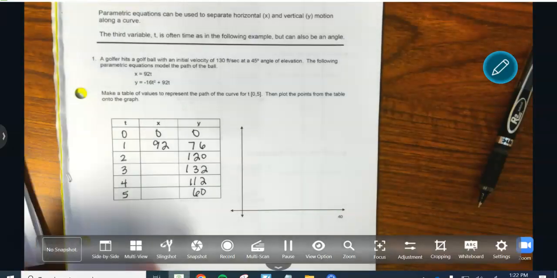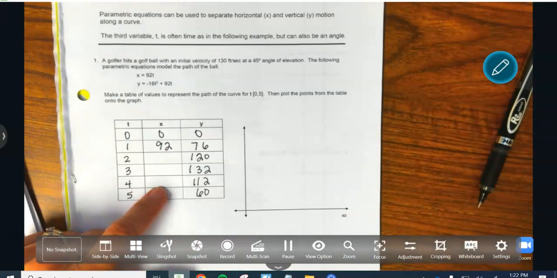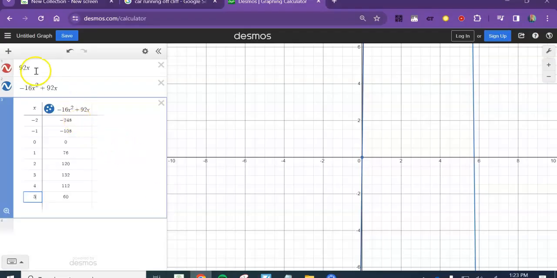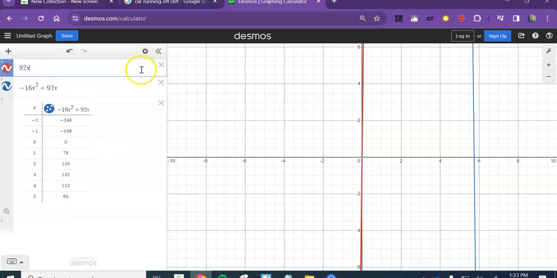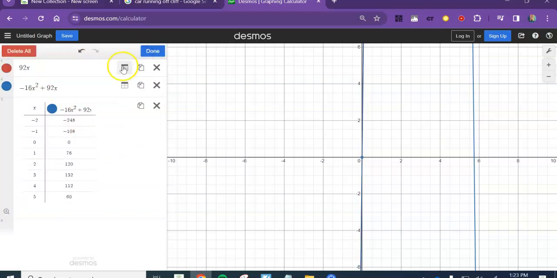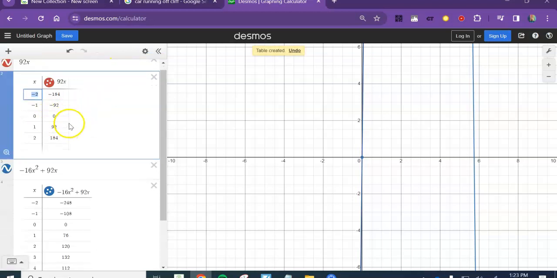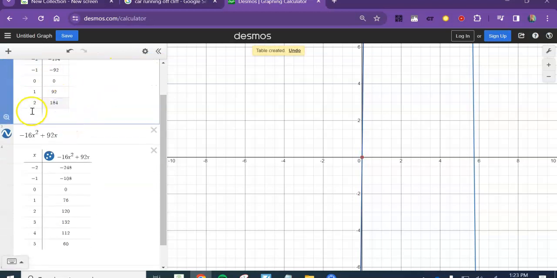Let me go to the screen real quick. You should have these down. We're going to do the same thing. Let's just go ahead and find the table in Desmos because we don't have time for a calculator. Let me go up here and put a table in here. We're going to use these for our other column.